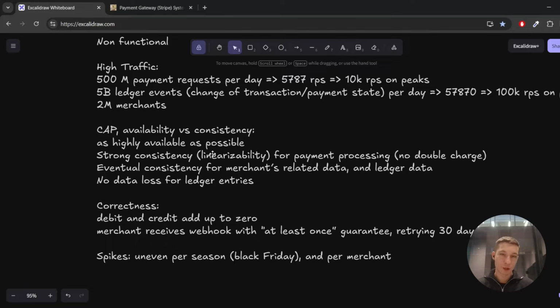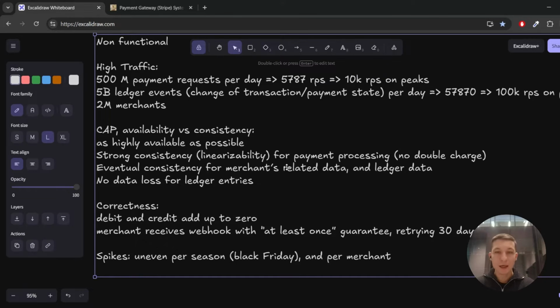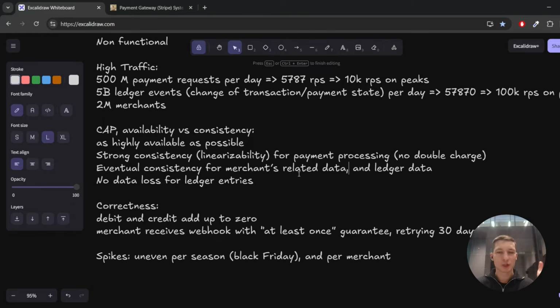We still are good with eventual consistency for merchant-related data and ledger data. It means if a payment just happened, we don't care if it appears straight away in our ledger data or in one day. The only important thing to us is we don't have data loss. So no data loss allowed for ledger entries. And I think for merchant-related data, we can afford data loss because anyway, all the payments and all the money-related information will be stored in our payment storage and ledger storage. Merchants data is only for basically visibility, dashboards, whatever else.